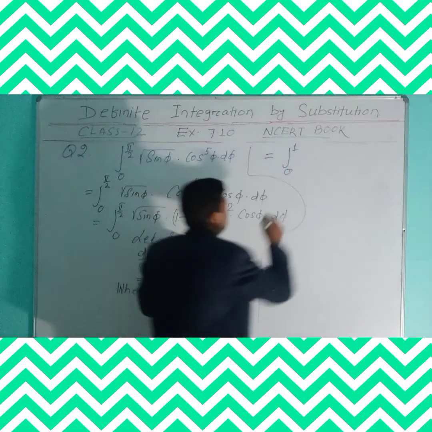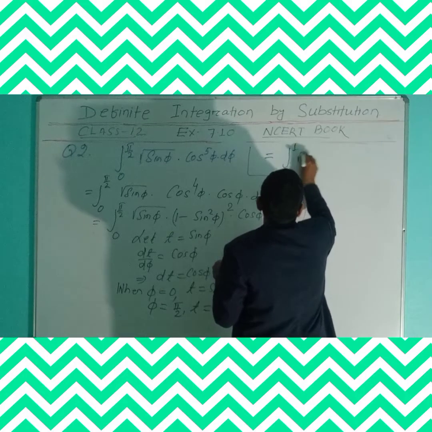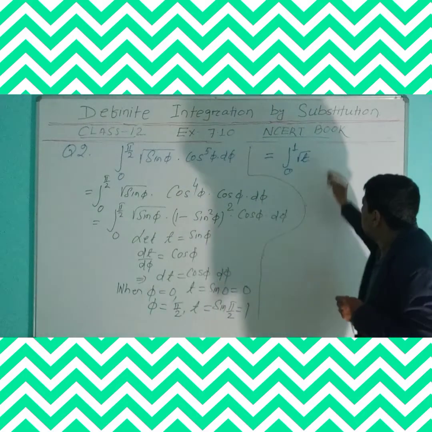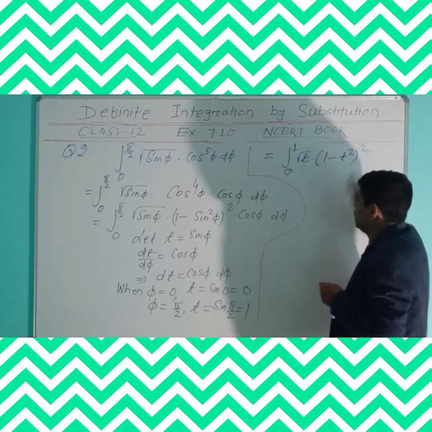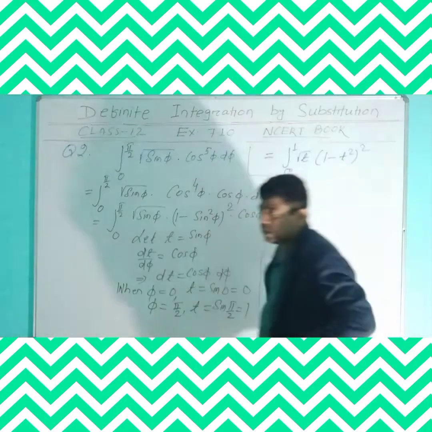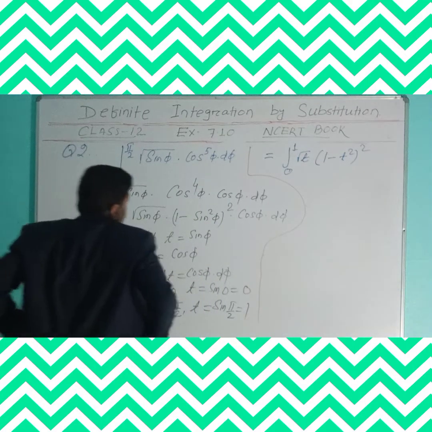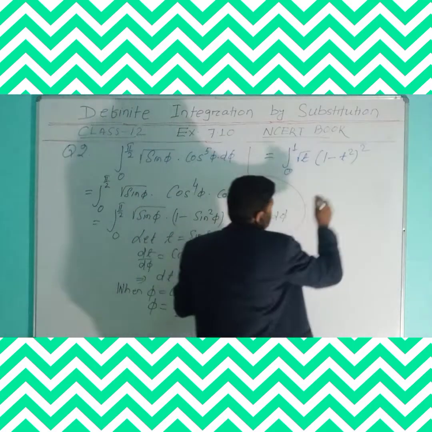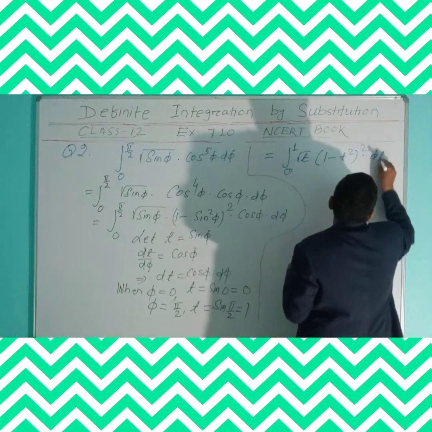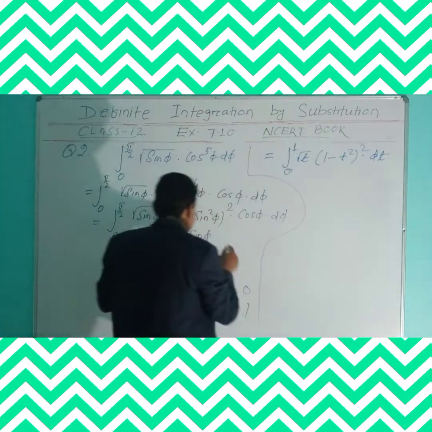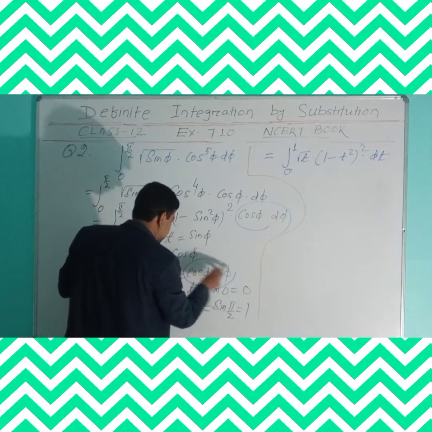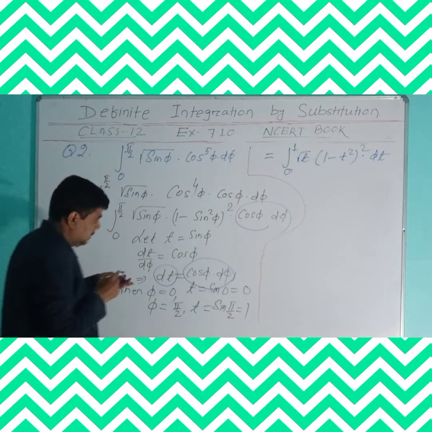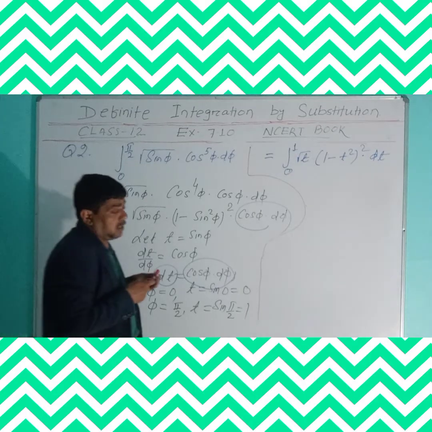So now you see sin phi. In place of sin phi, you can write root t, or 1 minus t square whole square. Understand or not? And cos phi into d phi is what? We can write dt. Here you see cos phi d phi. In place of cos phi d phi, you can write dt. Is it clear? Is there a doubt?